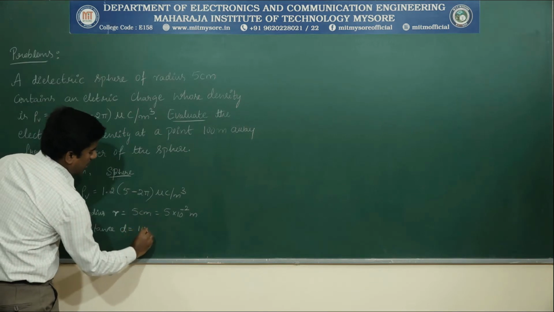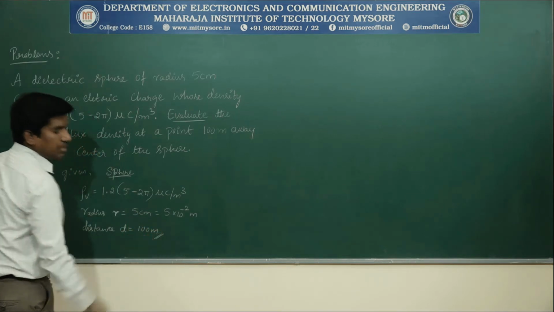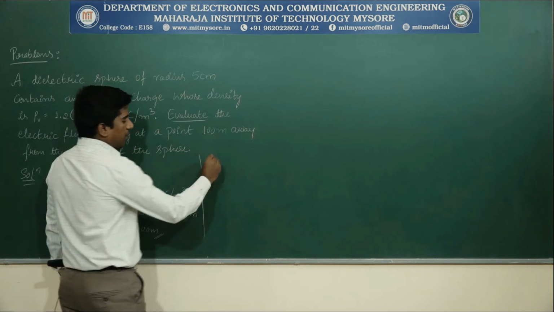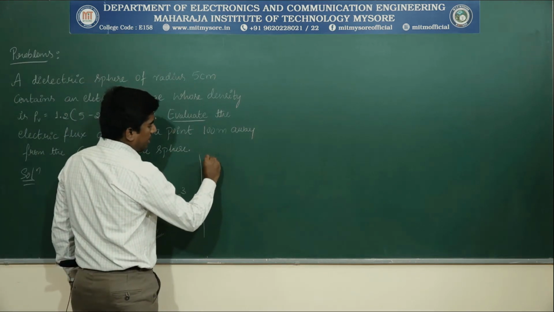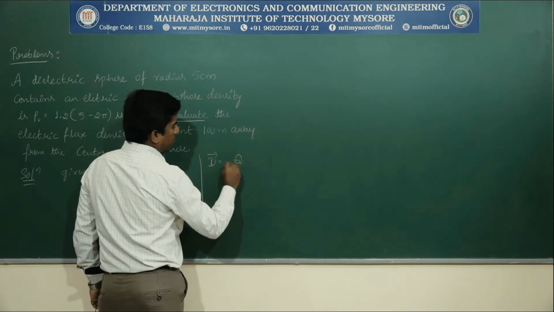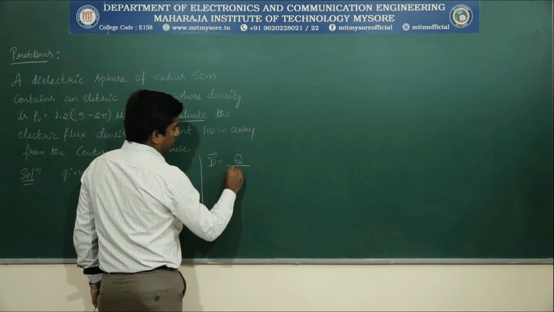Small d is 100 meter from the center. These are the given quantities. What we need to calculate? We need to calculate D. What is the equation for D? D is equal to Q divided by 4 pi r square.